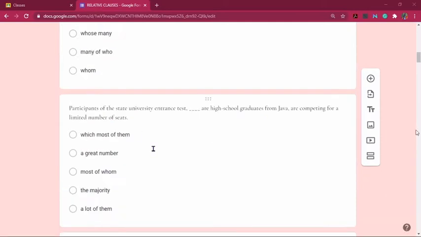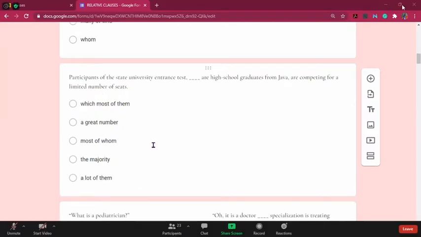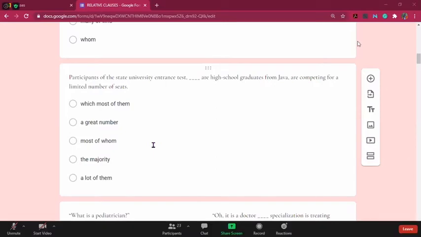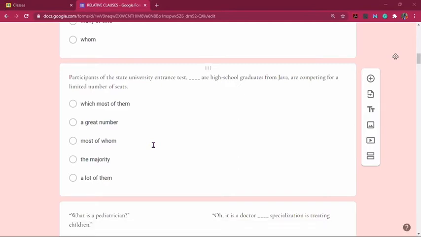We have 30 questions, 28 more to go. Okay, so let me continue. This is number three. Right now, participants of the state university entrance test, who are high school graduates from Java, are competing for a limited number of seats. So what is the answer for this?